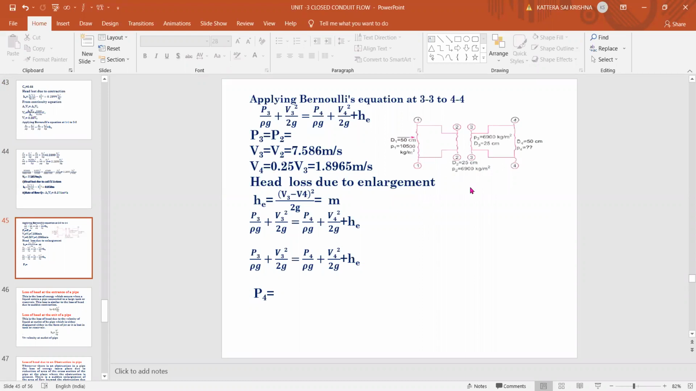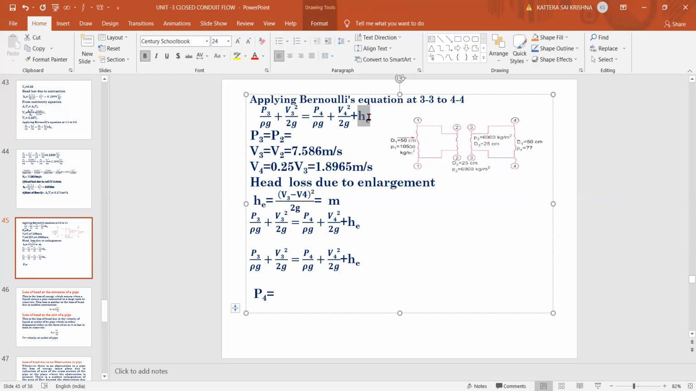Okay. So what we'll get is Bernoulli's equation, since we're taking it as section 3. P3 by rho g plus V3 square by 2g is equal to P4 by rho g plus V4 square by 2g plus the loss happening here. If you see here, the pipe is getting enlarged. So loss of head is taking place because of the enlarged part of the pipe. So what you'll get is HE, enlarged loss.